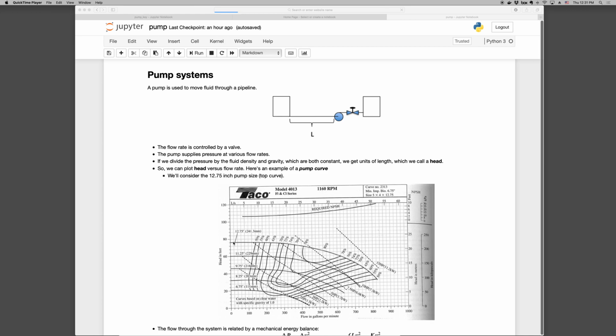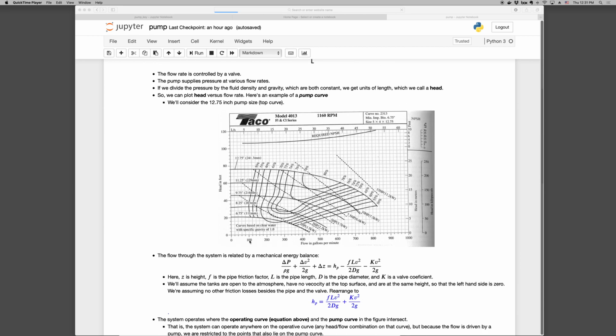So this is what the pump can supply for various flow rates. And we'll consider the top curve. These different curves here correspond to different pump sizes, or in this case, impeller sizes.